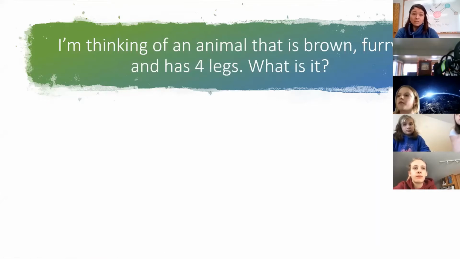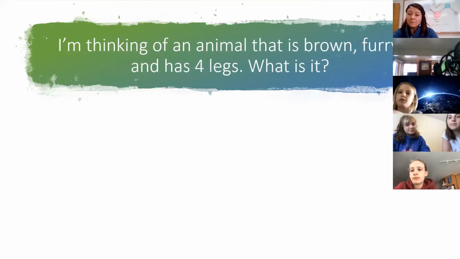I'm thinking of an animal that is brown, has fur, and has 4 legs. I want you to guess which animal it is that I'm thinking about. So it's brown, it has fur, and it has 4 legs.